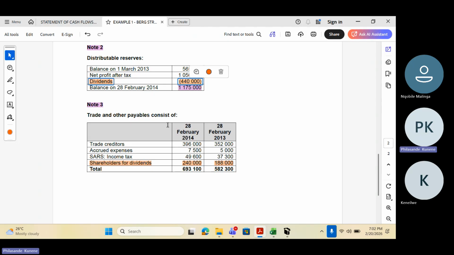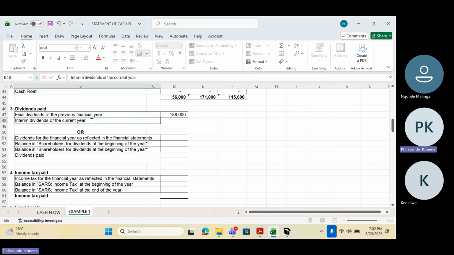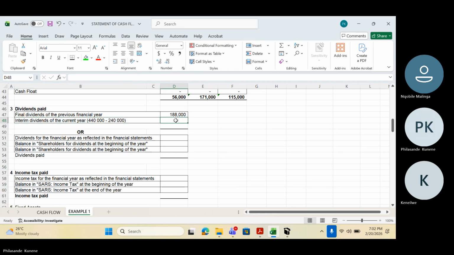So for us to get our interim dividends, we're going to say 440,000 minus 240,000. And then how much are we going to get? It's not going to be 200,000. Yes, 200,000 rands. That is going to be our interim dividends.